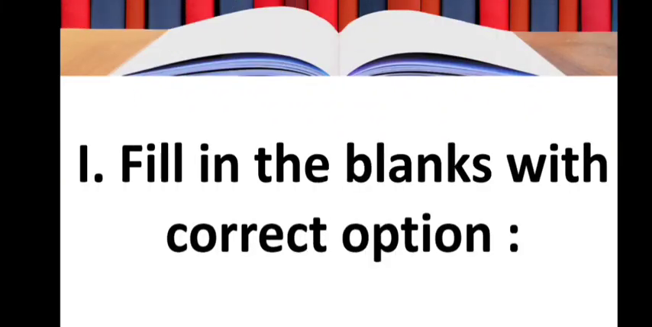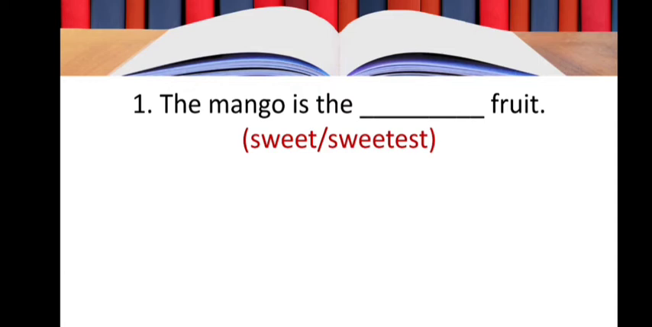Now let's take a look at the exercise. The first one is fill in the blanks with the correct option. Here in this question, what you have to do is choose the correct option to fill the blanks. The first one is: the mango is the dash fruit. Here you can see two options are given, sweet and sweetest. Sweet is the positive degree and sweetest is the superlative degree. And in this sentence you can see the is given, and you know that the is used with the specific one, so we will use the superlative degree, and the answer is: the mango is the sweetest fruit.